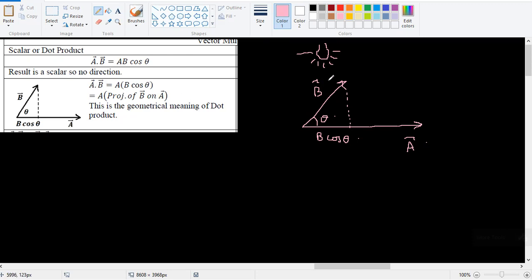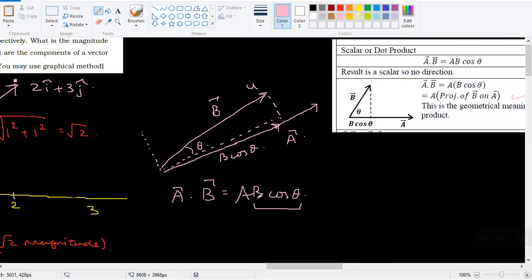B cos theta is nothing but the projection of B on A. You can say it the other way also, projection of A on B, because if I write A cos theta, projection of A on B, you will get the same answer. So if I want to find this component along this vector, I simply find the projection of B on A.